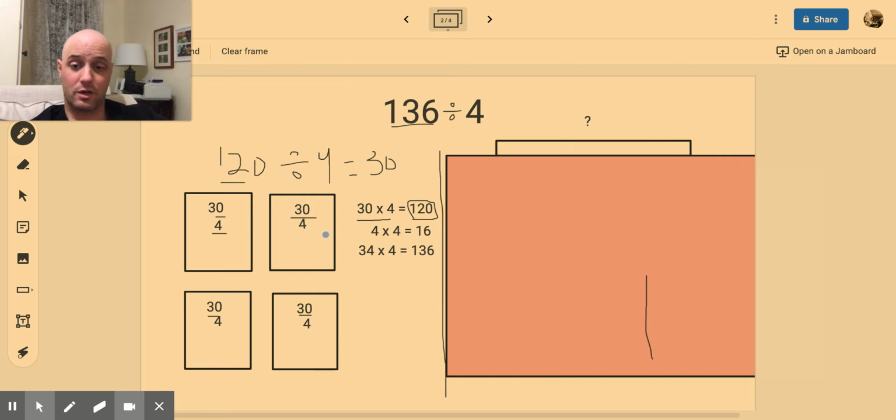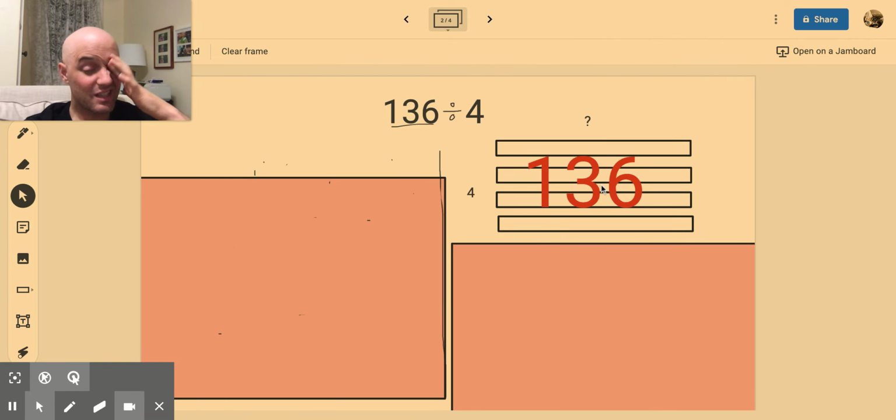If we do 4, 4, 4, 4, that'll be a total of 16. Altogether, we've distributed a total of 136. We have divided 136 total into these 4 groups with 34 in each group. All the groups have 34. 34 times 4 is 136.